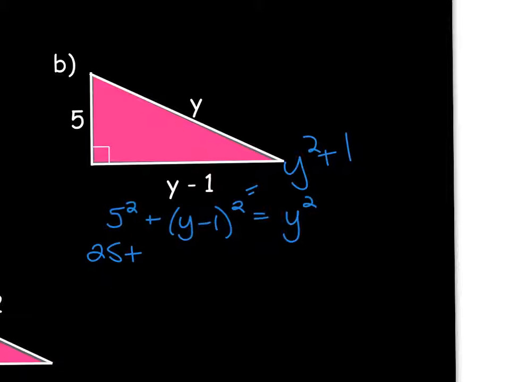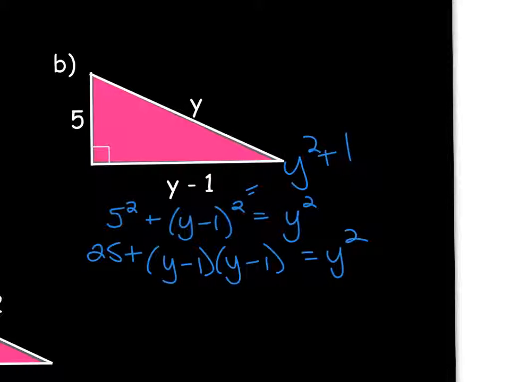So if inside the parentheses was just two things being multiplied together, I can distribute it in. But if there's a plus or minus in there, making it an expression instead of a single term, I have to expand it and FOIL it. So I would do y minus 1 times y minus 1. And then I've got to FOIL it. So first, outer, inner, last.